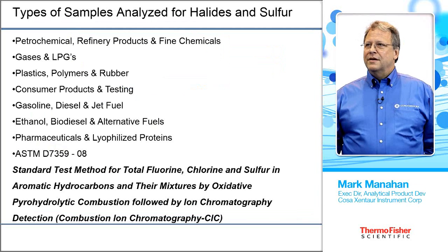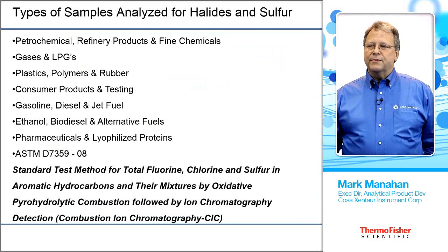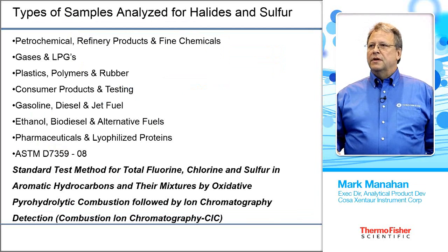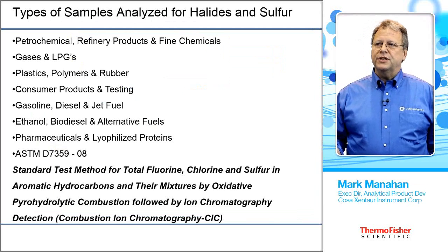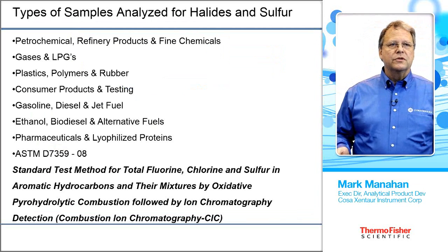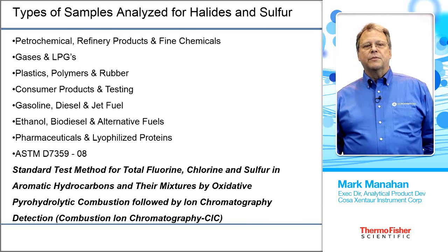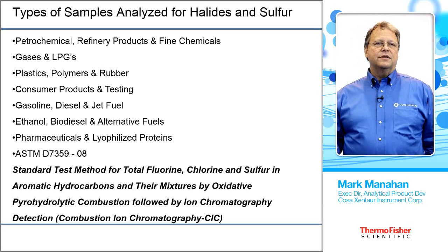Thank you, Kirk. Okay, here we have some typical samples for combustion ion chromatography: petrochemical, gases and LPG, gasoline and diesel, pharmaceuticals. The ASTM approved method for combustion IC is D7359, which is a D16 for aromatics method for combustion IC.